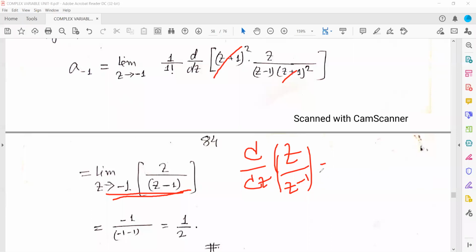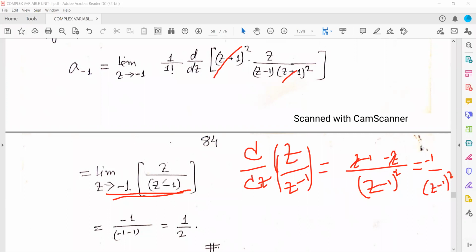So that will be how much? Can you tell me, anyone? That will be z minus 1 whole square. Then z minus 1 will be fixed, and differentiation of z will be 1. Then minus z will be fixed, differentiation of z is 1. So z will cancel out. So this will be minus 1 upon z minus 1 whole square. Okay, so this is wrong.